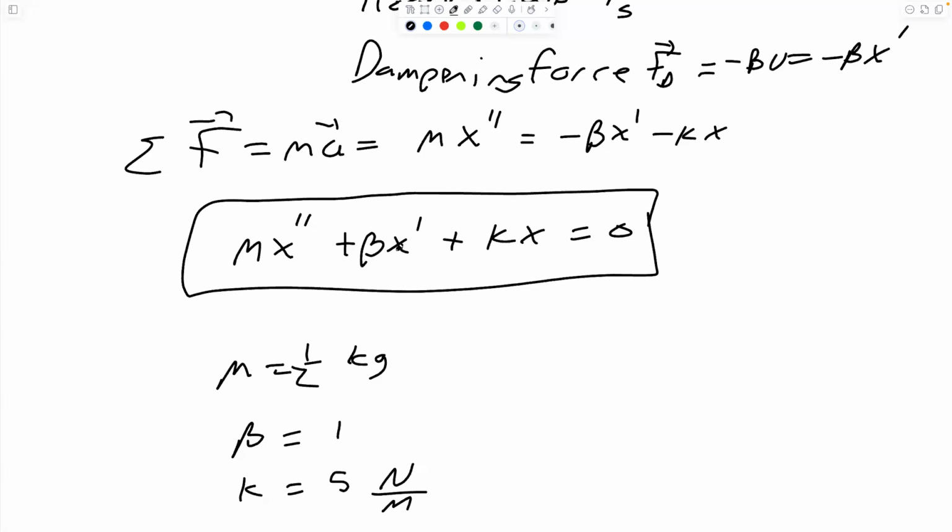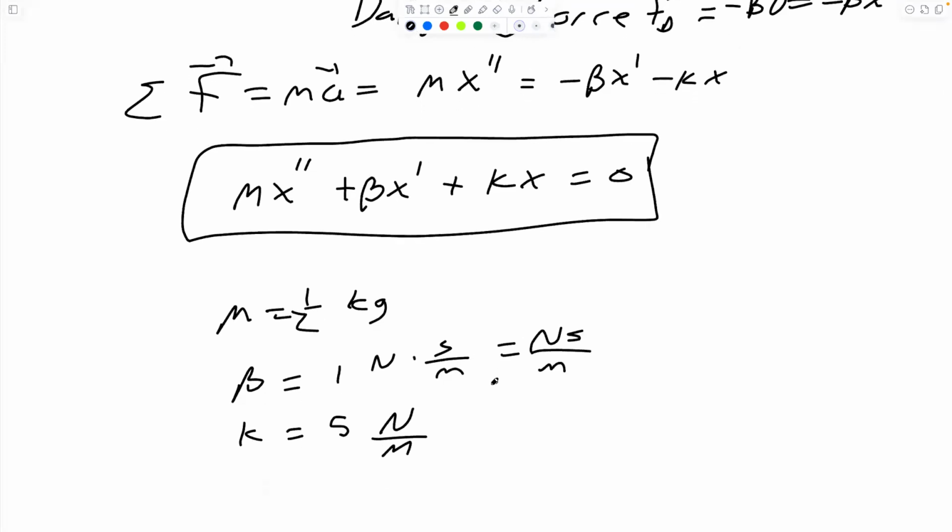So it should be newtons times seconds per meter, because then when I multiply by meters per second, I end up with newtons. Okay, so we're going to use these numbers and solve the DE.